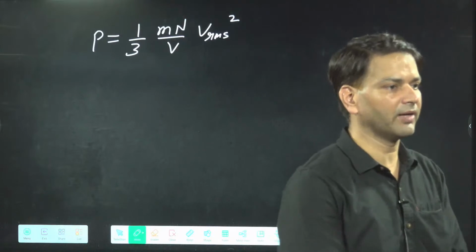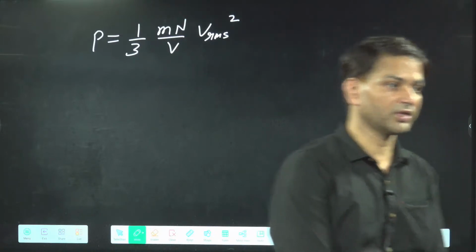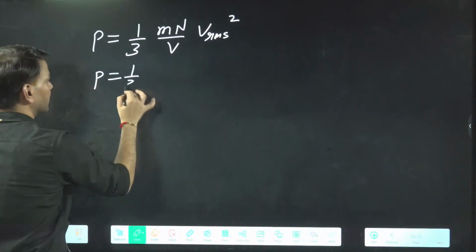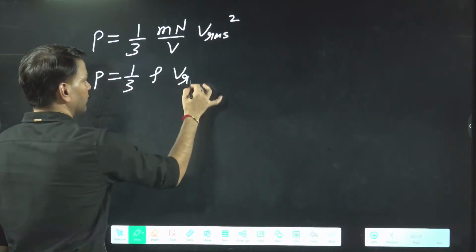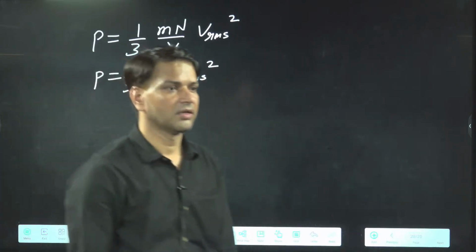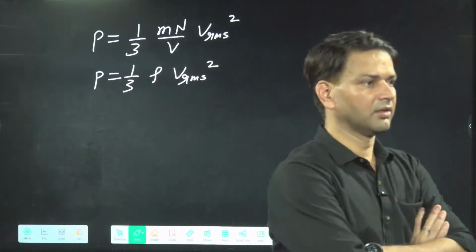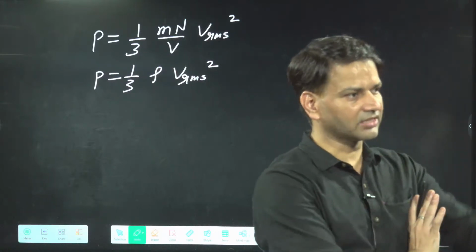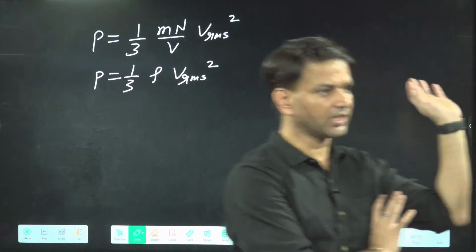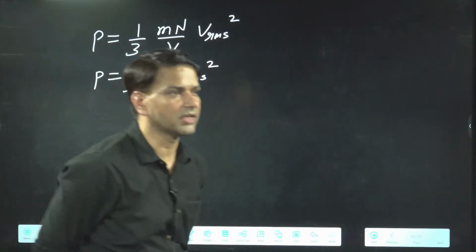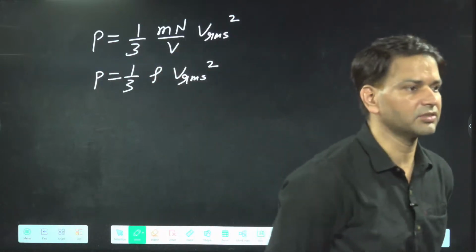The density relation is also given. Density relation means P is equal to 1/3 into rho into VRMS square. That we have written. Last year they asked this question, pressure matrix match, all these questions from the kinetic theory. They have given pressure for ideal gas as 1/3 mN upon V into VRMS square.